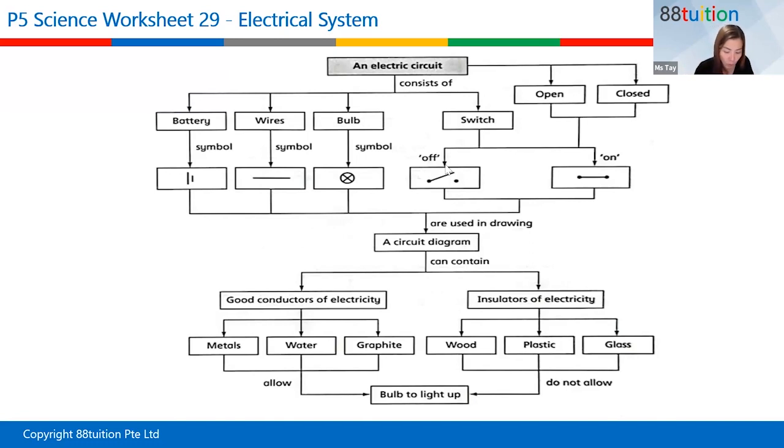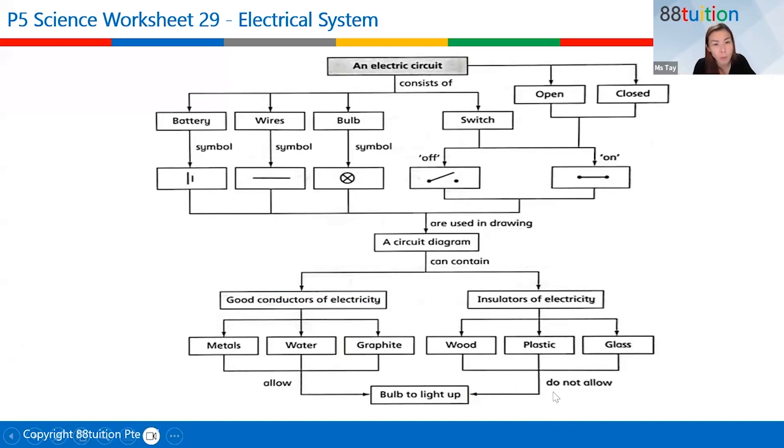Now, the switch can also determine on and off. You know this. Then battery, this is how we draw the symbol for batteries. You're already familiar, right? Then wires, just a straight line. Then the light bulb is a round circle with a cross. All these are the symbols that we draw circuit diagrams with. And then circuits can have good conductors of electricity and insulators of electricity. These are the various examples of conductors and insulators. Any problem here? You all have covered all these things, right?